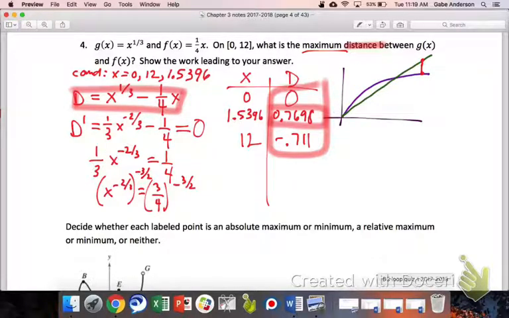So we'd want to call it out and say the max distance is 0.7698, and we're done. Your justification is your table and your work. It did say show the work leading to your answer, and I would say that we did. You guys have any questions? Okay, well, let's finish this off real quick with just a little conceptual question.